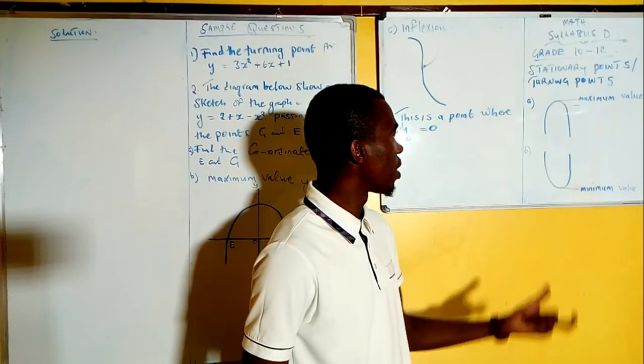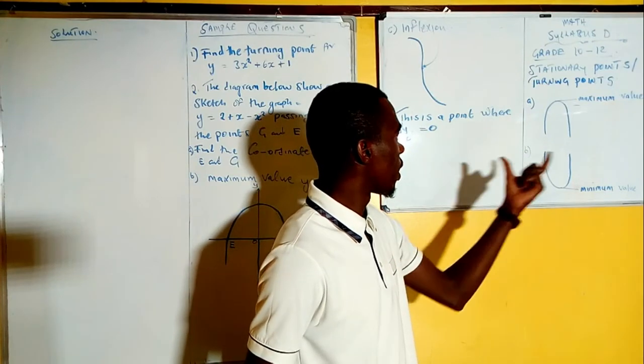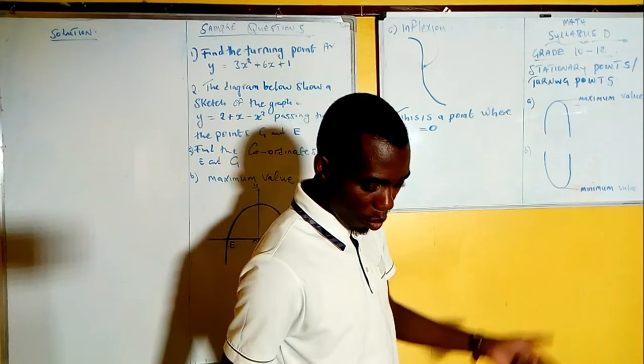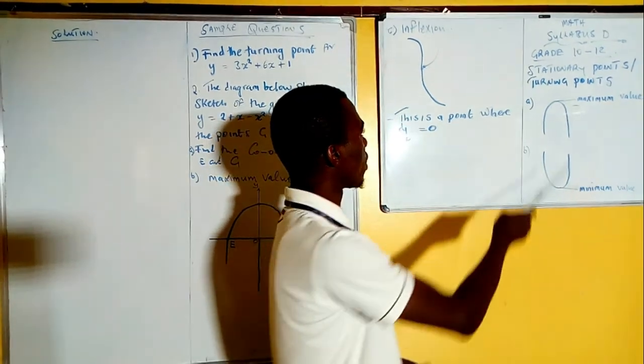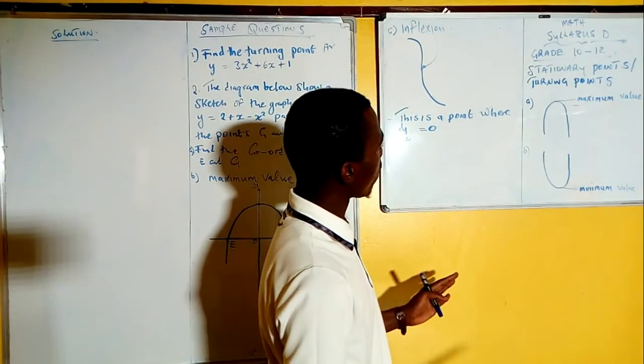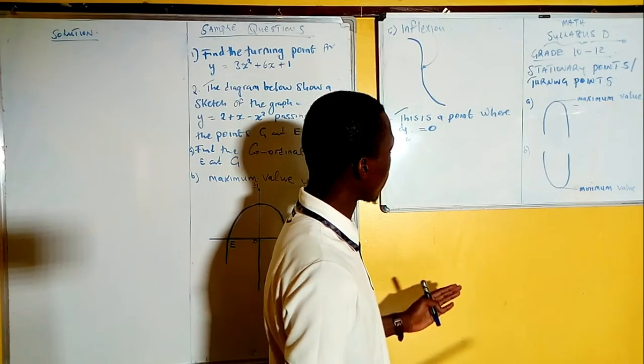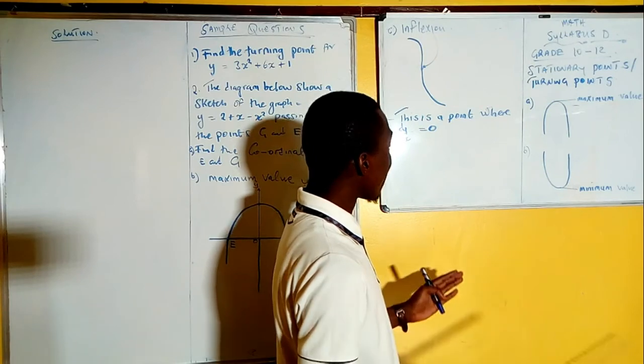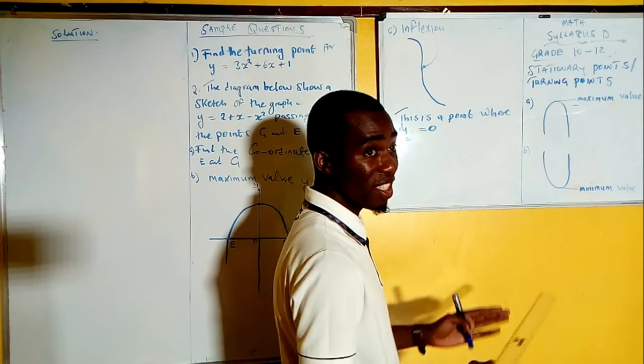Now today, our main focus will be on the stationary points, which are also called the turning points. So now, what is this point? The definition of a stationary point or a turning point is simply that this is a point where the gradient of the curve is 0.